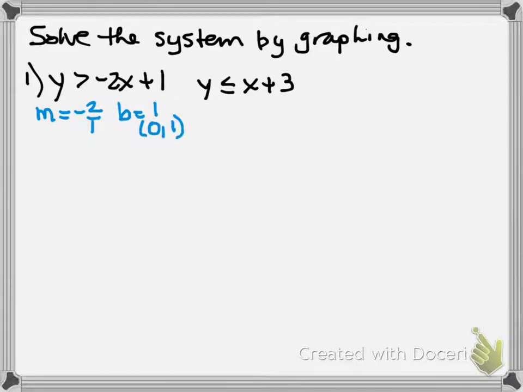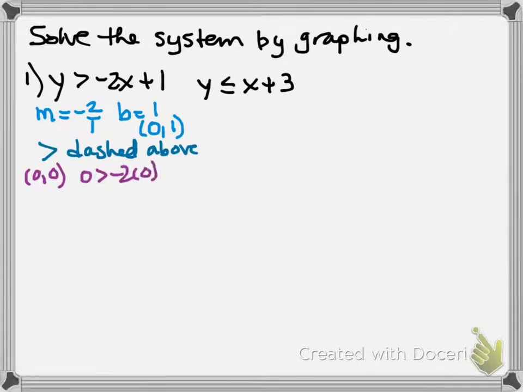But we're not done. I also want to investigate the inequality. So what is greater than? Tell me what the physical line is going to look like. Dashed. And where am I going to shade? So before I even do anything else, I'm going to test 0, 0. So is 0 greater than negative 2 times 0 plus 1? Is 0 greater than 1? False. So that says do not shade where 0, 0 is. I'm getting all my prep work out of the way before I actually physically graph.